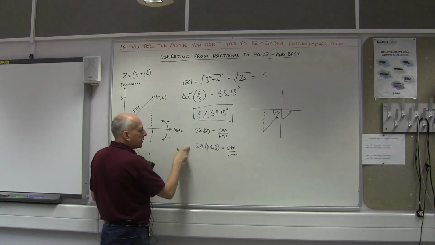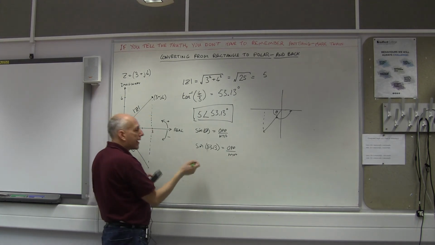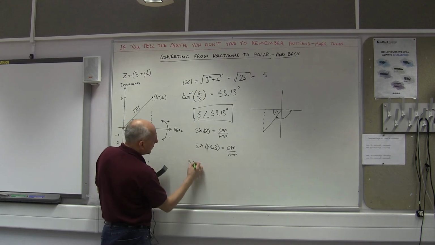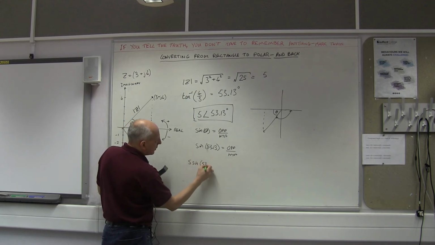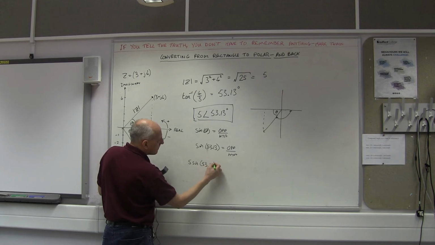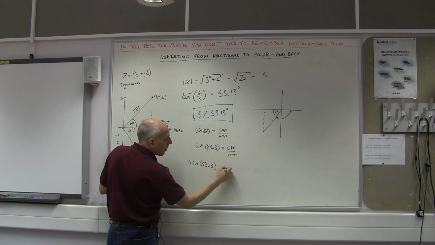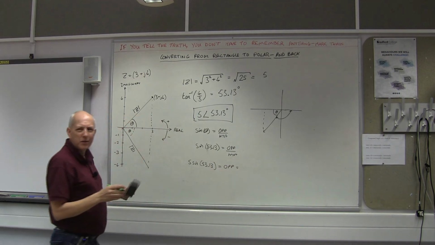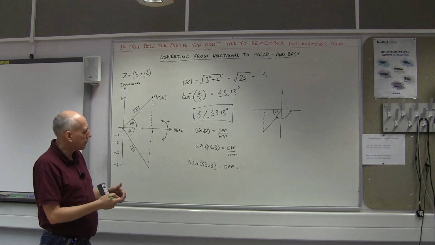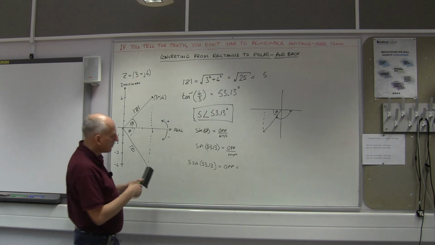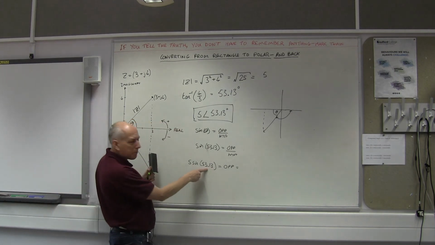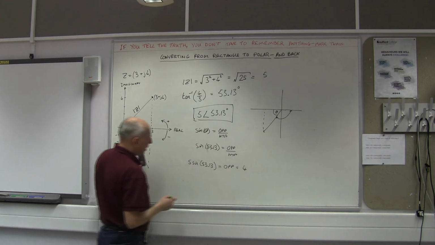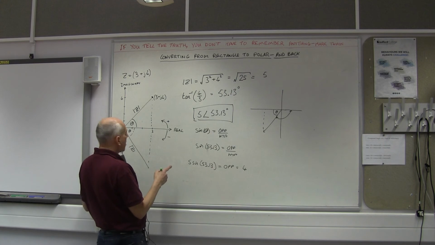So rearrange that, multiply through by the hypotenuse, however you want to look at it. Hypotenuse is 5, so I've got 5 sine 53.13 would equal the opposite, which would be 4. You might get something like 3.999 or something, depending on your errors, because this is not bang on precise, but it should be 4.